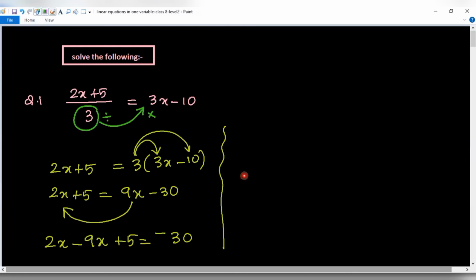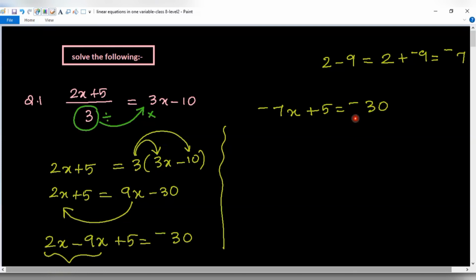Now 2x minus 9x, we are having this, right? So what is 2 minus 9? 2 minus 9, see a single negative sign, we can split it like 2 plus minus 9. We are adding a positive and a negative number. The bigger one is negative, so the answer is negative, and then subtract the smaller from the bigger. So 9 minus 2 is 7. So 2x minus 9x is minus 7x. Minus 7x plus 5 equals minus 30.